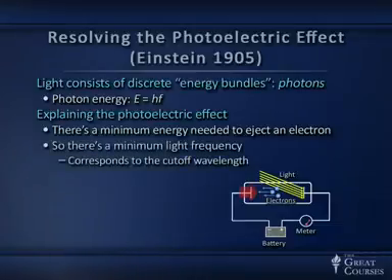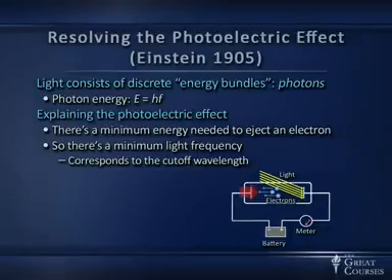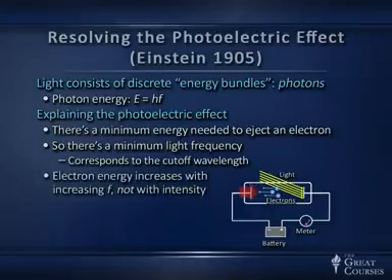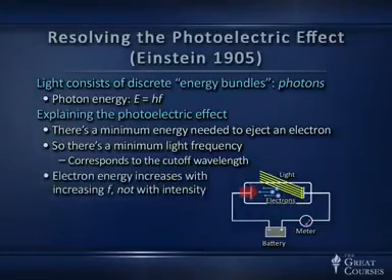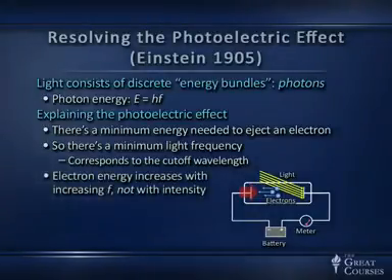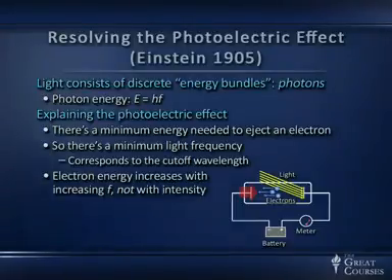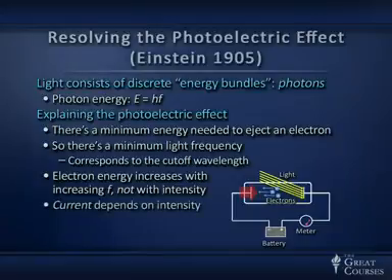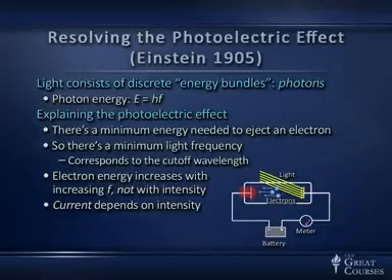And so there is a minimum frequency required because the photon energy is directly proportional to frequency. Minimum light frequency corresponds to the cutoff wavelength. The electron energy increases with increasing frequency because the photon energy increases with increasing frequency, the energy of these light bundles of energy that are coming in to eject the electrons. The current depends on the intensity, but the electron energy doesn't depend on the intensity because the current gives us the number of these photons.